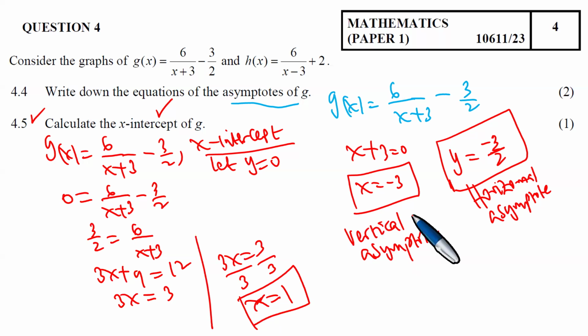Okay, so this is the x-intercept. How do you write the x-intercept? We have already got that x is equal to 1, so you can write x is equal to 1 and y is equal to 0. The x-intercept of g is (1; 0). Where's the question? So we found the x-intercept of g. We move on. Next question.